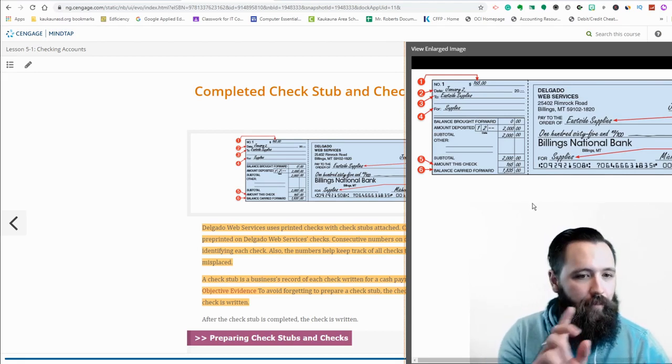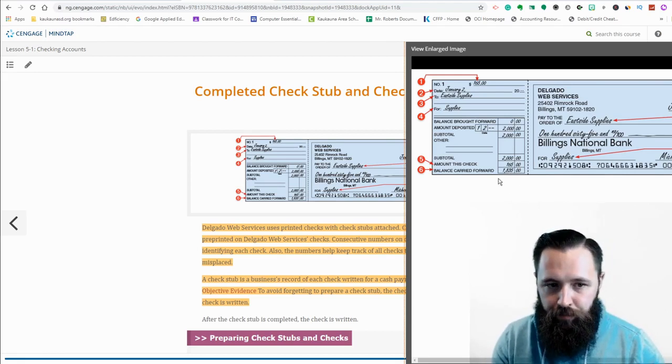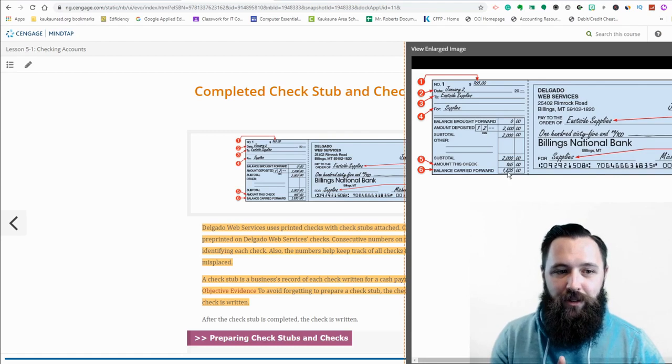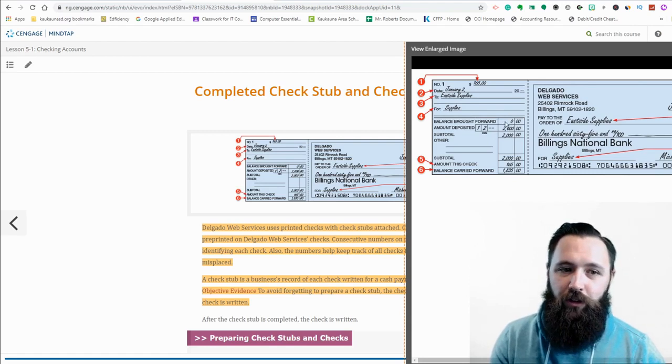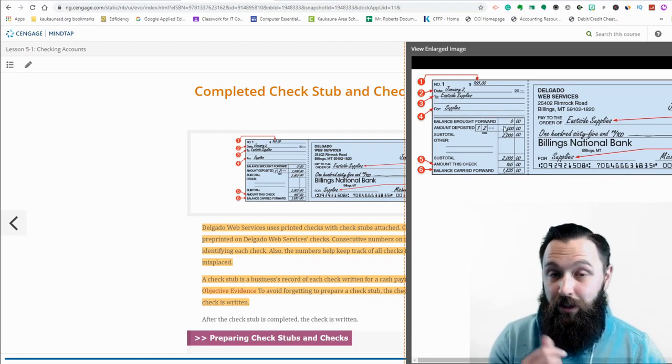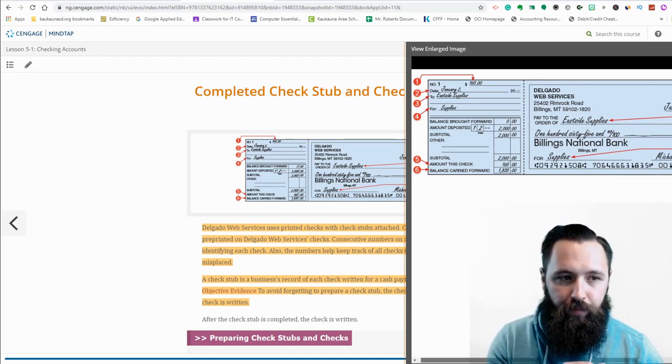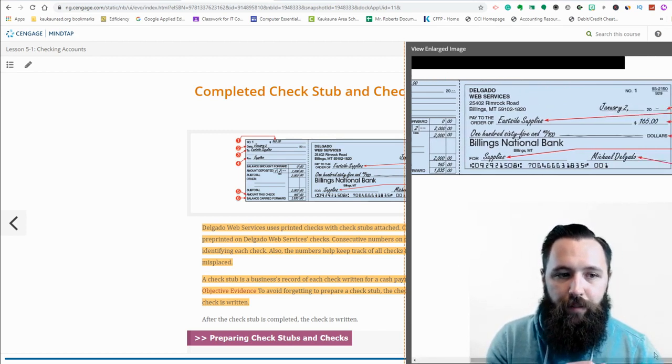Now, taking a break from these steps, this balance carried forward, when we get to check number 2, will actually go right here, okay? Just a quick little note, because then when we get into check number 2, we'll have the new balance of the bank account.